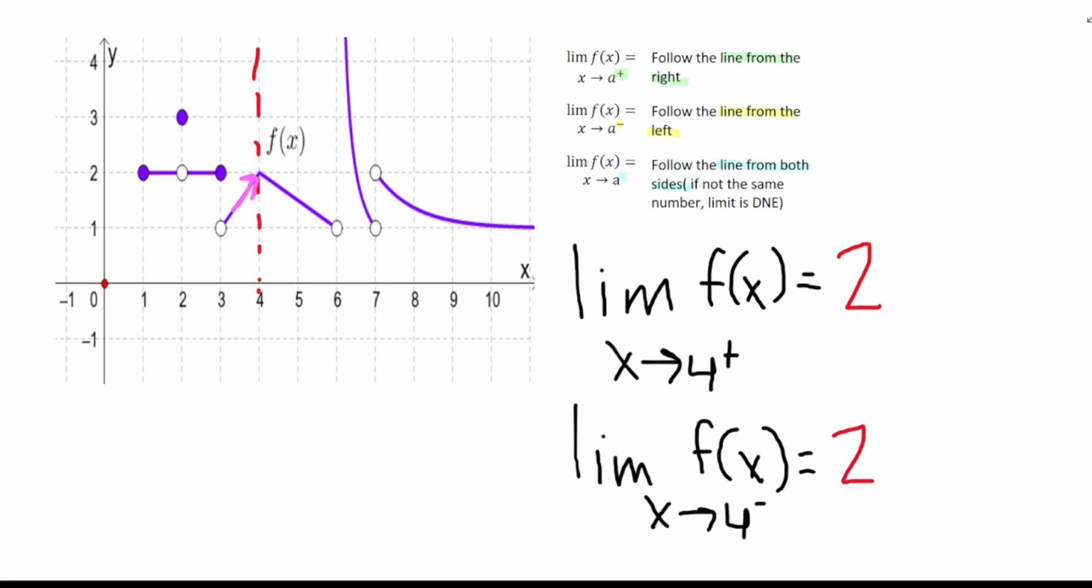Notice there were no holes, there were no closed points, there weren't any asymptotes. You simply just need to follow the line. Even if there was an open point there, the limits would still be equal to 2.